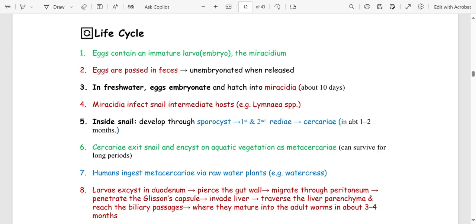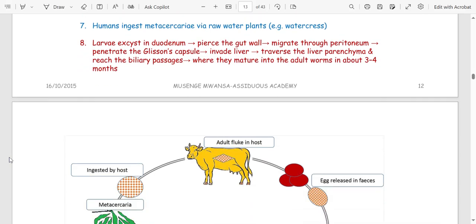And once they are in the duodenum, it is going to pierce the wall of the duodenum, penetrate and pass through the peritoneum, and then it will go to the liver and pass through the capsule of the liver, which we call Glisson's capsule, and then invade the liver. While they are in the liver, it is going to traverse through the parenchyma of the liver and then reach the biliary passage, and in the biliary passage they're going to mature into adult worms in about 3 to 4 months. So at that point, they will start causing the problems.